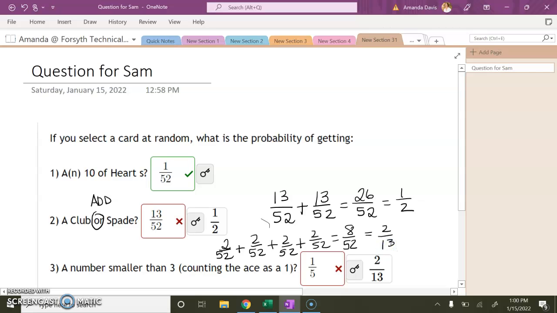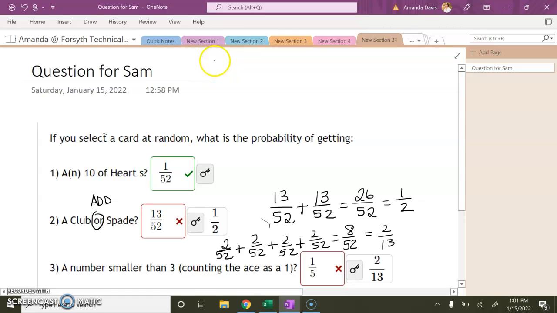So hopefully that's helpful. One thing you want to keep an eye out for when you have clubs or spades, that second question there, those two things can't happen at the same time. You can't draw a card and have it be a club and a spade at the same time. So for this case, we can just add those two and we're done.